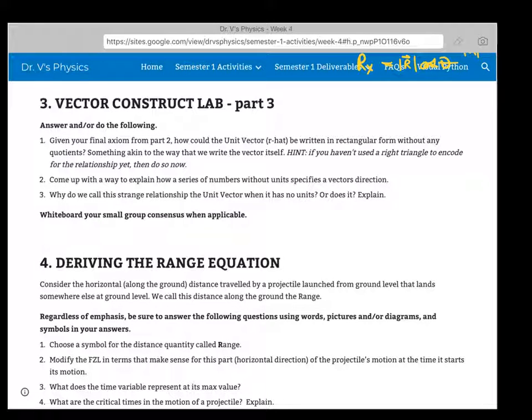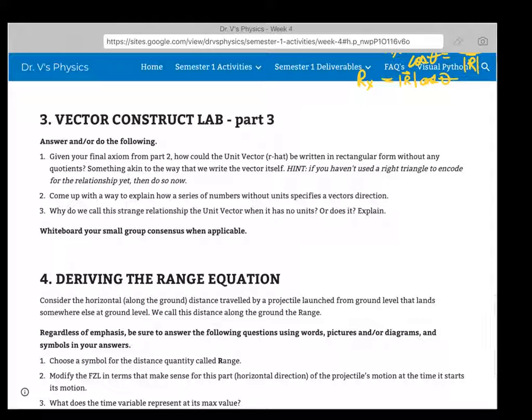Part 3 of this lab. Given your final axiom from there, let's imagine what that axiom might look like. So I would have R equals a magnitude times a direction, or vice versa. You could have R hat, R mag. You know that it doesn't matter which order you multiply. We tend to write it this way.